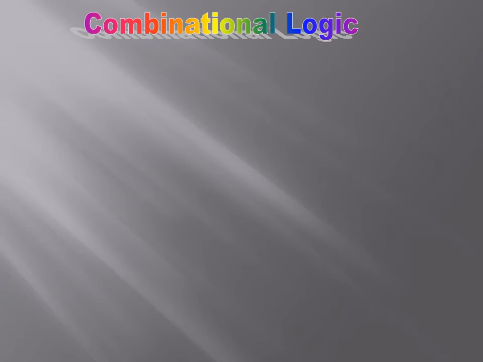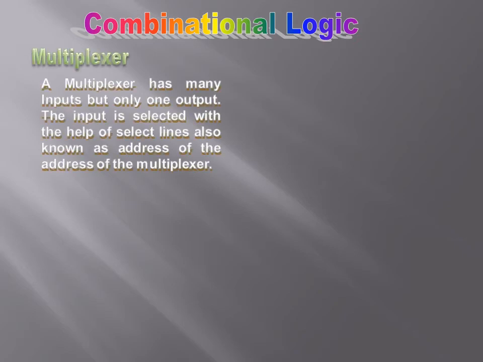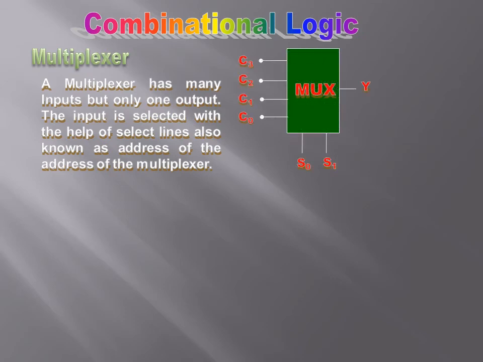Now continuing with the combinational logic, we will now define a multiplexer. A multiplexer is a logic circuit having many inputs but only one output. The black box representation of a multiplexer is given here, where S0 and S1 are called select lines. The select lines provide a code of 2 bits, and according to that code, a particular input line is connected to the output Y.